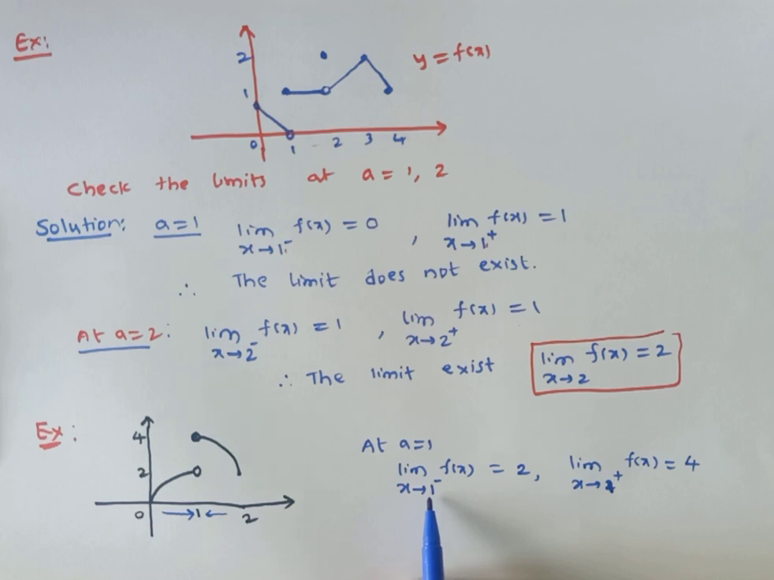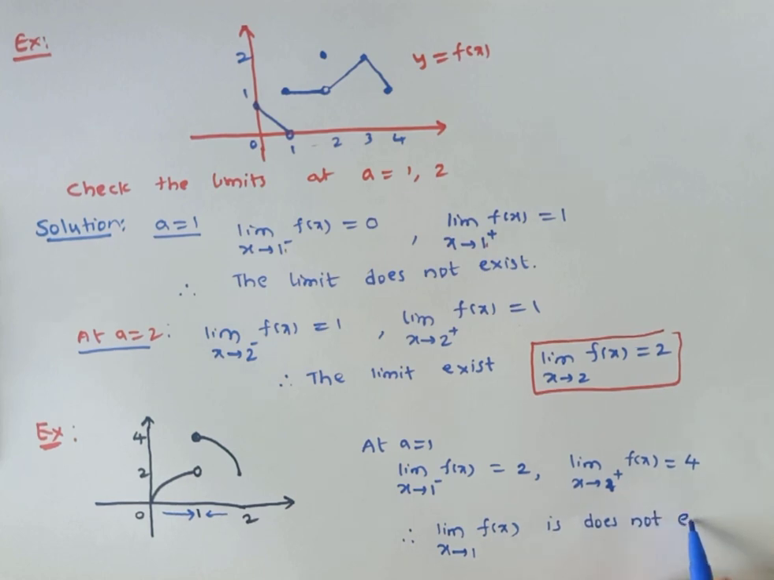As x tends to 1 from the left hand side, f of x is 2. As x tends to 1 from the right hand side, f of x is 4. Both the individual limits exist at x equals 1, but the limit does not exist because they are different. So here you can express this as limit x tends to 1, f of x does not exist. Like this you need to express.